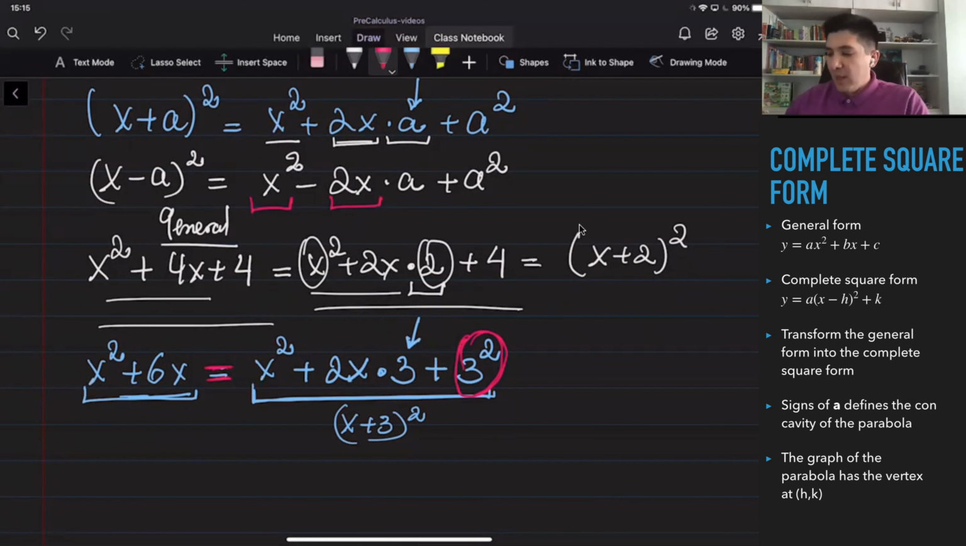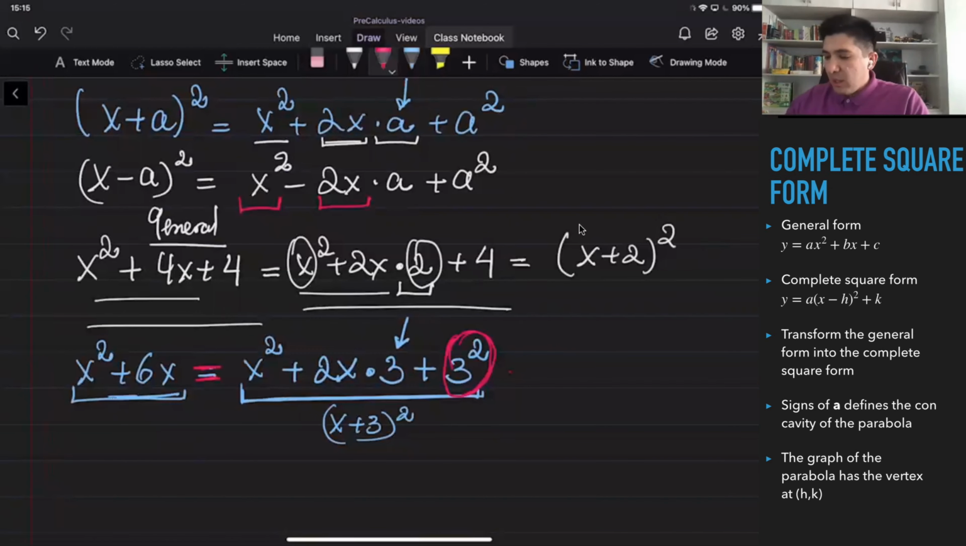But if I would like to keep this equation equal, the left-hand side equal to the right-hand side, I need to keep it in balance, right? So I need to subtract this 9, or 3 in a square. If I added the 3 in a square, I have to subtract the 3 in a square as well, in order to keep this equation balanced, to be equal, okay? So this part is a complete square part, so minus 9. So I can write this down as x plus 3 in the square minus 9, okay?